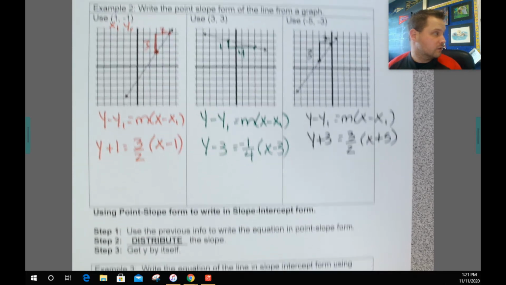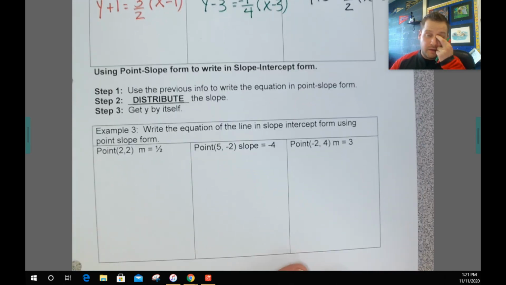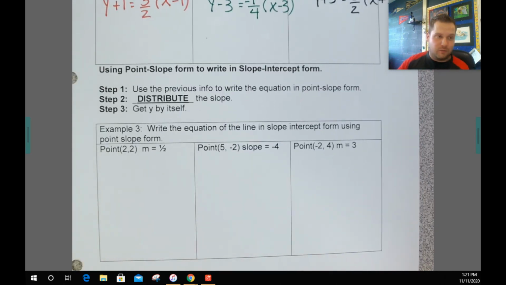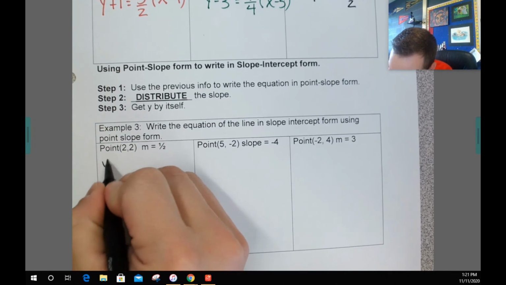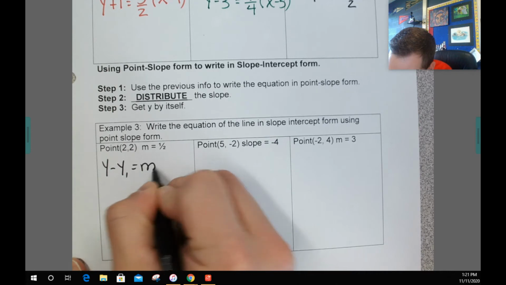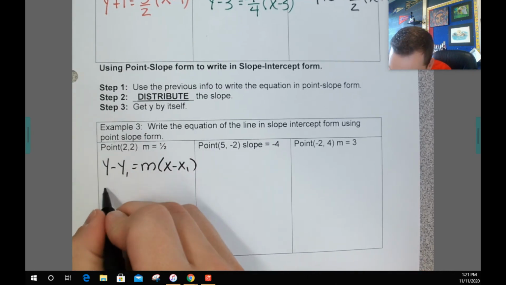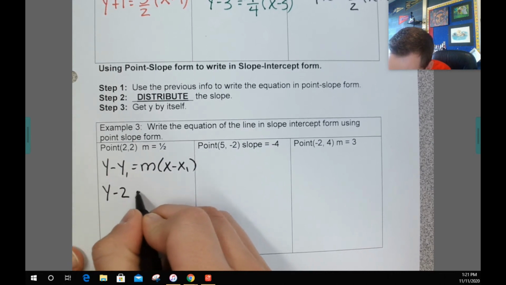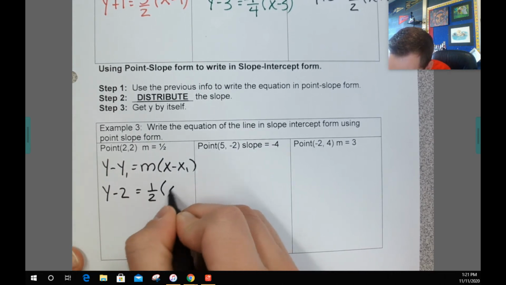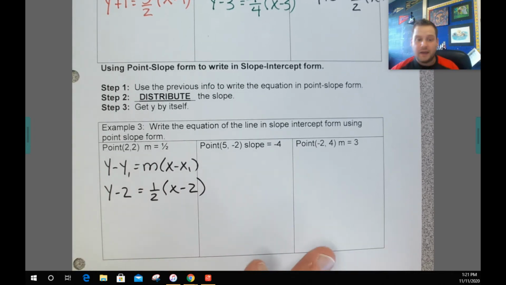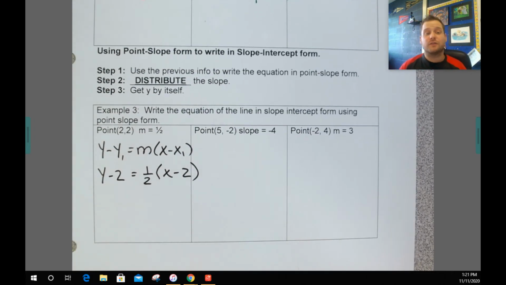Now, the real reason we're using point-slope form is because we can use it to convert it to y equals mx plus b. Okay, it always comes back to that. So what we're going to do is you go ahead and write down the general form. Okay, so you get y minus y1 equals m x minus x1. We substitute in, just like we did before, so we get y minus 2 equals 1/2 x minus 2. And then from there, we're going to simplify the living daylights out of this.